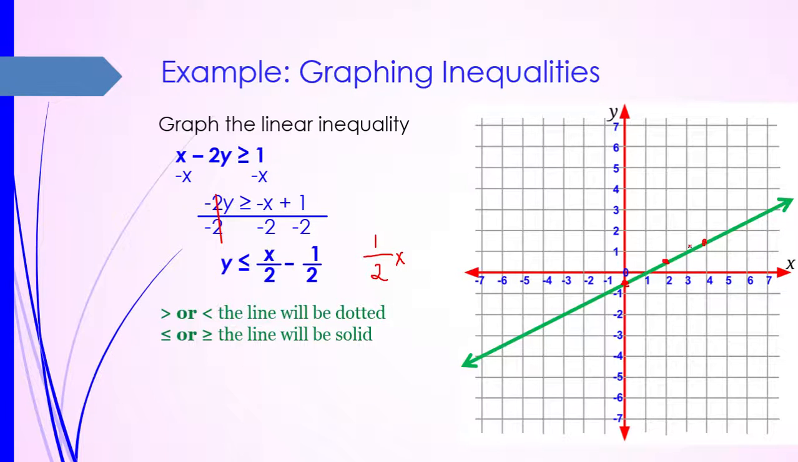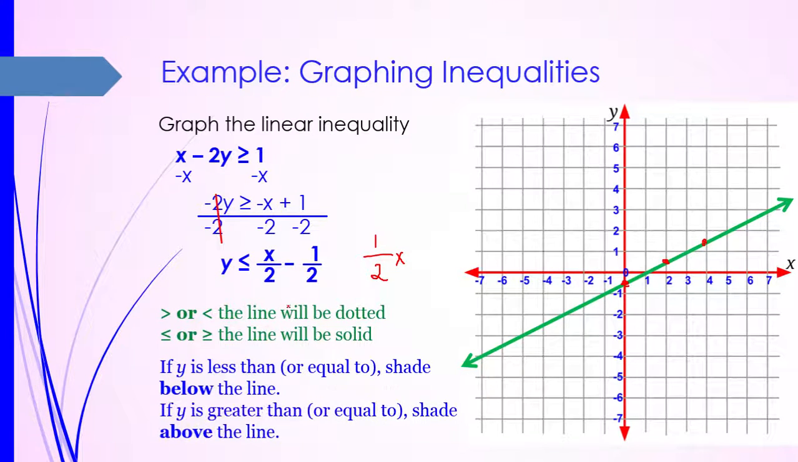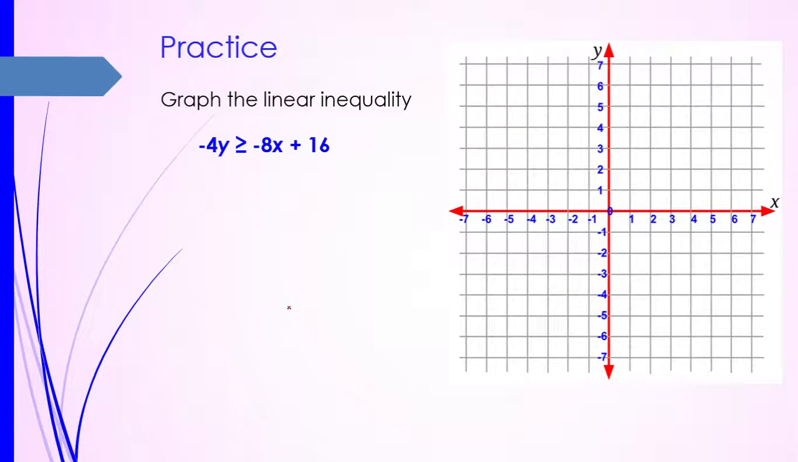Alright, next, are we shading above or below the line? Well, because it is less than or equal to, we are going to shade below the line. So that right there is our answer for this question. Alright, now I want you to try one out on your own really quick. Pause the video and then resume when you are ready.